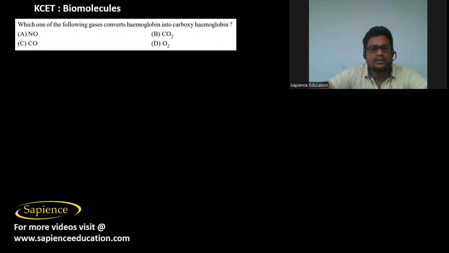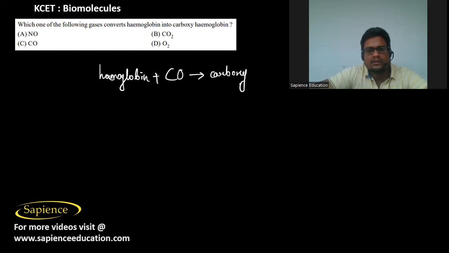Then it is told which of the following gases converts hemoglobin into carboxyhemoglobin. Now hemoglobin in the blood will be converted to carboxyhemoglobin when there is absence of oxygen, or when there is limited supply of oxygen, and the gas is carbon monoxide. So hemoglobin reacts with carbon monoxide to produce carboxyhemoglobin. So option C is the correct answer.